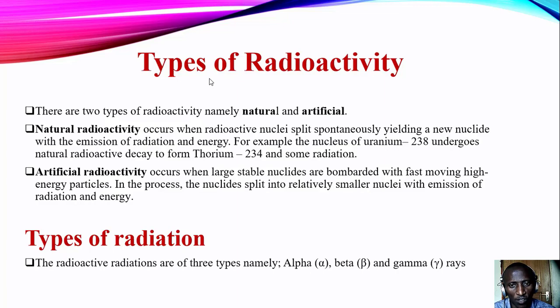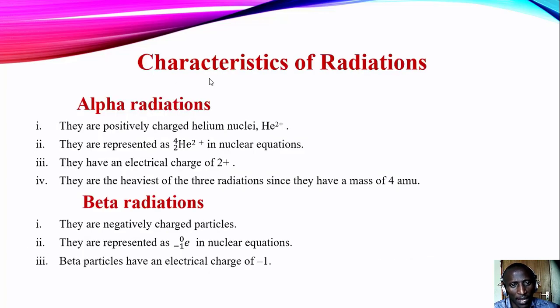In natural radioactivity, it is the unstable nuclei that split spontaneously on their own, whereas in artificial radioactivity, there is human interference whereby we bombard these unstable nuclei with fast-moving, high-energy particles. Next, let's look at types of radiations. There are namely three types of radiations: the alpha, beta, and gamma rays.